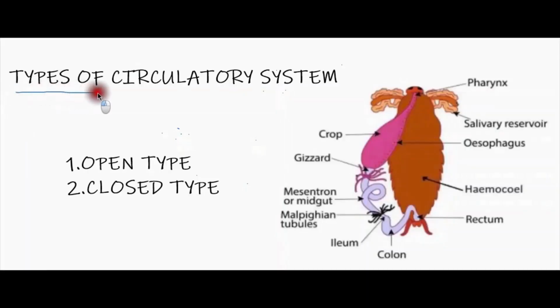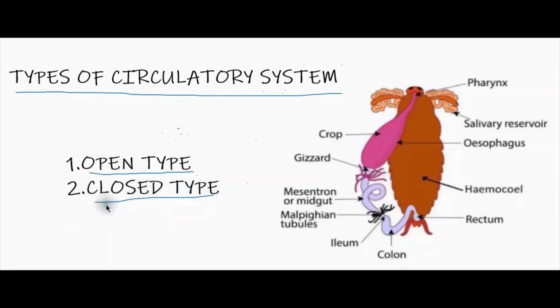Types of circulatory system. Our next topic is types of circulatory system. Already we have seen types of blood circulation, 3 types of blood circulation. Blood circulation and circulatory system are different, so don't confuse them. There are 2 types of circulatory system: the open type of circulatory system and the closed type of circulatory system. Open type and closed type.